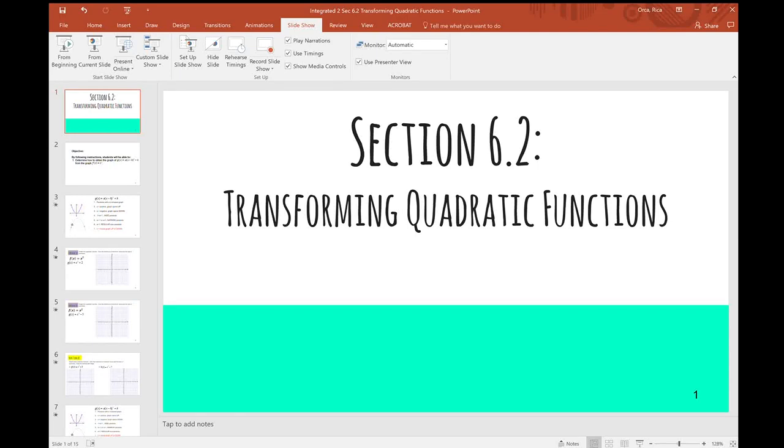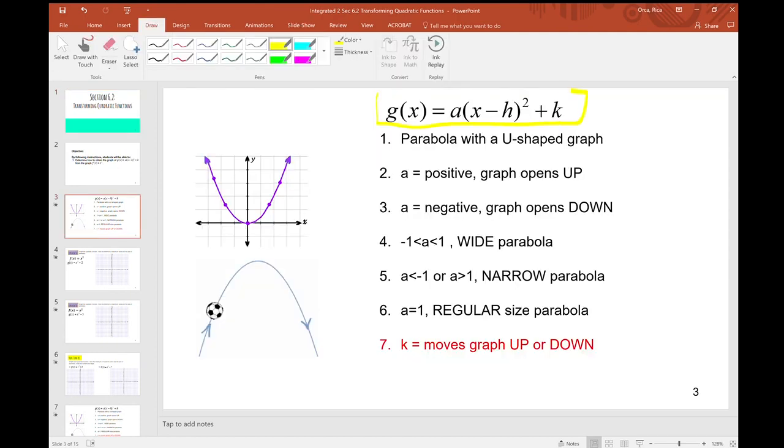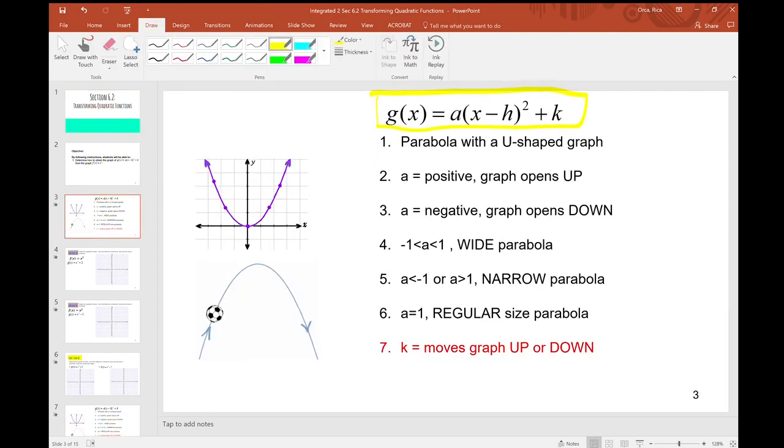Welcome back, class. Today we're looking at section 6.2, transforming quadratic functions. In other words, we're going to take our parent function, which is y equals x squared, and move that parabola around our grid. One of the ways that we'll move our parabola around is by using this equation: g of x equals a times the quantity of x minus h squared plus k.